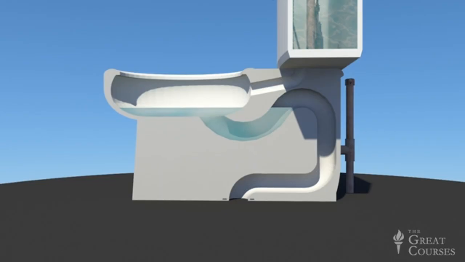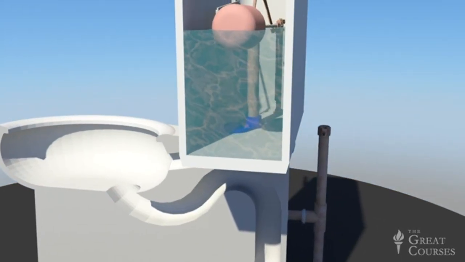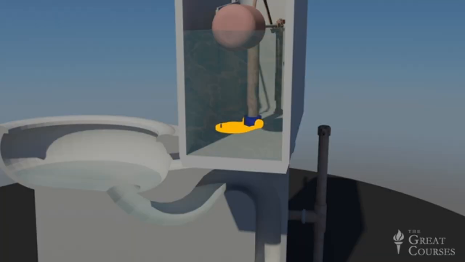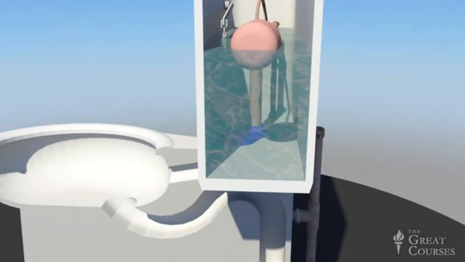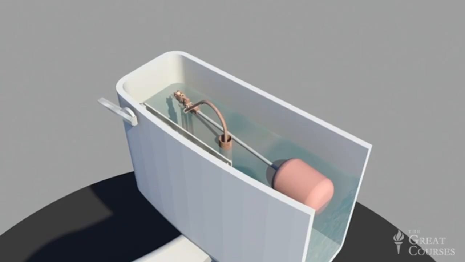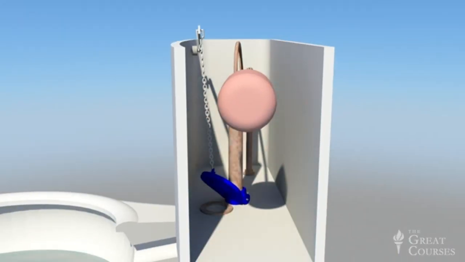Water is retained in the tank by this hinged rubber plug called a flapper flush valve, which closes off the flush tube that connects the tank to the bowl. Now, press the flush handle and the fun begins. As the handle rotates, this lift arm pulls a chain that lifts the flapper flush valve off of the flush tube.